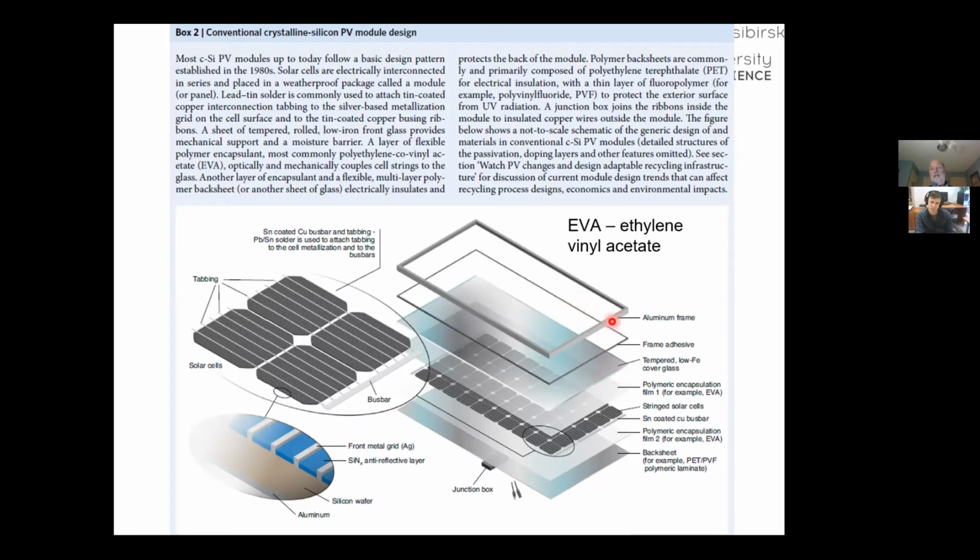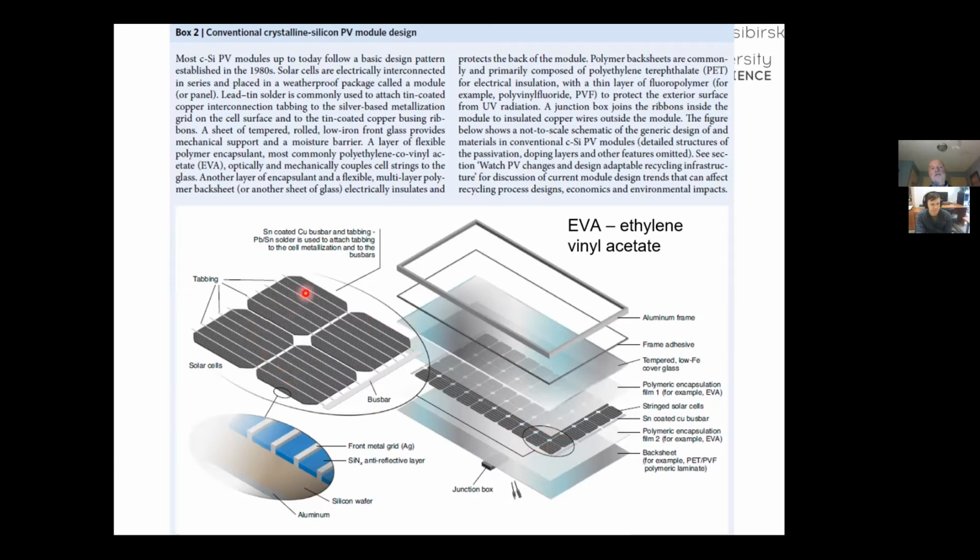So there's the frame to hold it together. There's adhesive that does that job. Then there is the glass, and then there's what they call an encapsulation film. And the encapsulation film is again there to protect the solar cells that you see below that. And on the backside of the module, there's further protection that is required to maintain its integrity. And here you can see an expanded view of this part of the module.